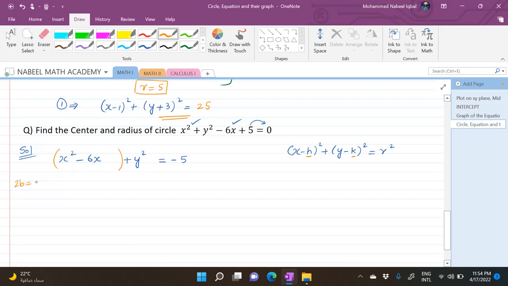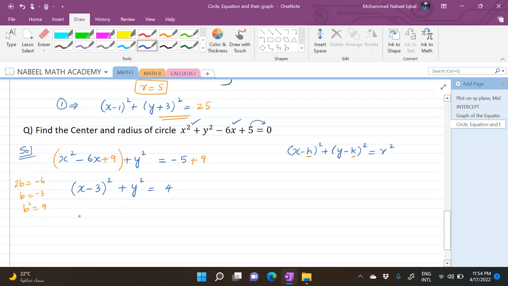It is equal to minus 6, so b equals minus 3, and b square equals 9. So I will add 9 on the left side, and I will add 9 on the right side. Clear? After that, this is a perfect square. What is this perfect square? (x minus 3) whole square plus y square equal plus 4.